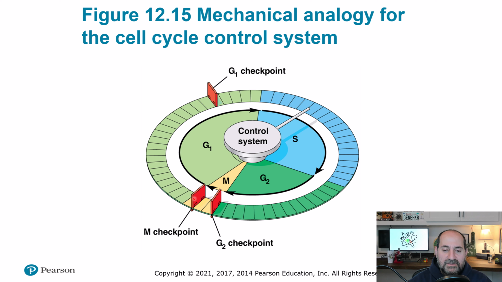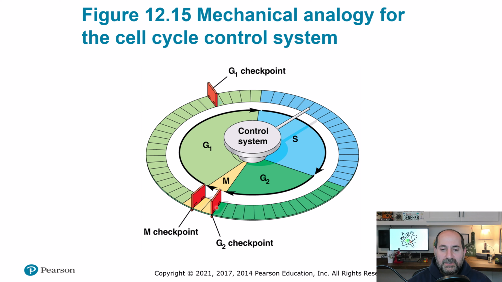Otherwise, if you don't have this quality control, then the cells might divide, even if one of the sister chromatids is not connected properly to a microtubule. And then that would result in problems where you have weird numbers of chromosomes in the cells. Isn't that neat? So again, the G1 checkpoint is the main checkpoint where the cell decides to divide or not. If that clears, the cell will enter S phase. If it does not clear, the cell will exit into G0.